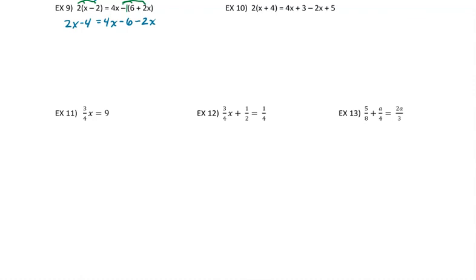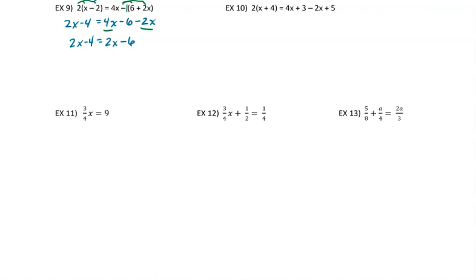All right, we do have some like terms. So we have the 4x and then minus 2x. We can go ahead and combine those. So we get 2x minus 4 equals 2x minus 6. And remember, I didn't combine the 2x on the left with them because it's on a different side. We're not combining that.